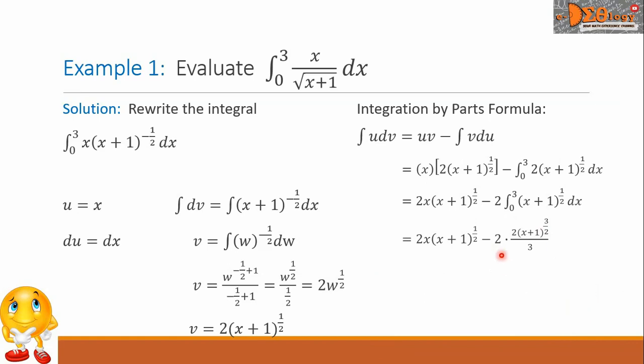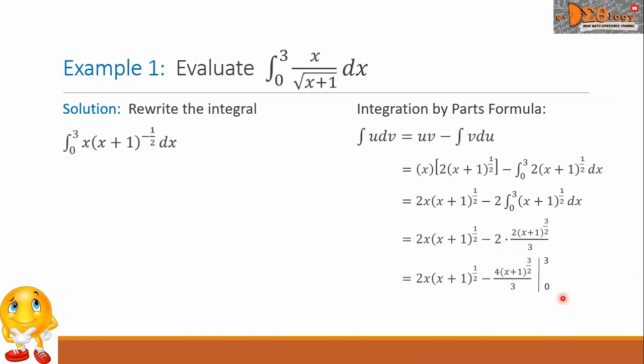Simplifying further, we multiply the constant 2 with that coefficient. So 2 times 2 is equal to 4. And from here, let us evaluate this function with respect to the limits of integration. So we have now the first function here evaluated with respect to the upper limit 3, then minus this function evaluated in here using the lower limit 0.